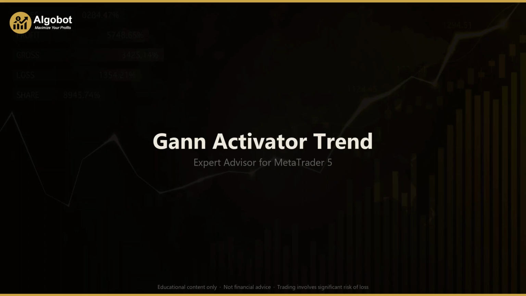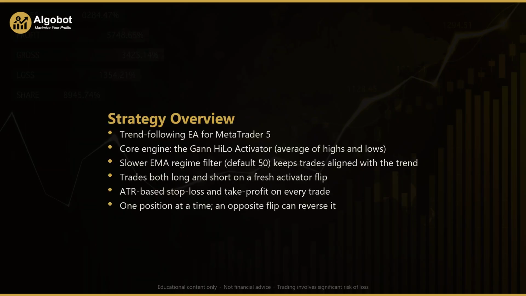Let's get started. So what exactly does this expert advisor do? At its heart, Gann Activator Trend is a trend-following system. It's designed to identify when a market has shifted into an up move or a down move, join that move once it's confirmed, and then stay with it until the trend rolls over or the trade stop or target is reached. The engine driving it is the Gann HiLo Activator, a well-known and refreshingly simple tool.